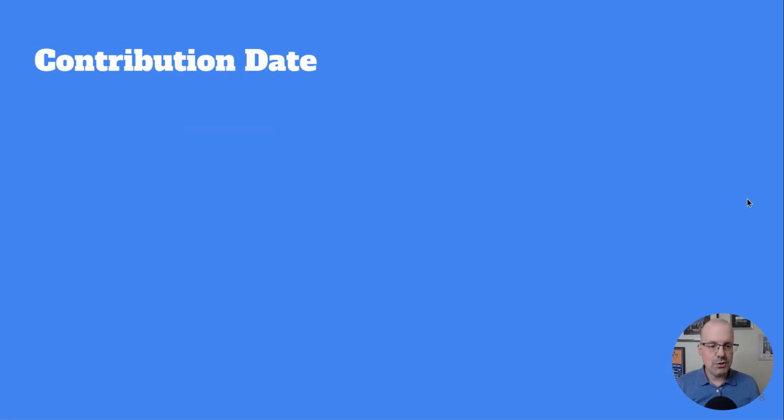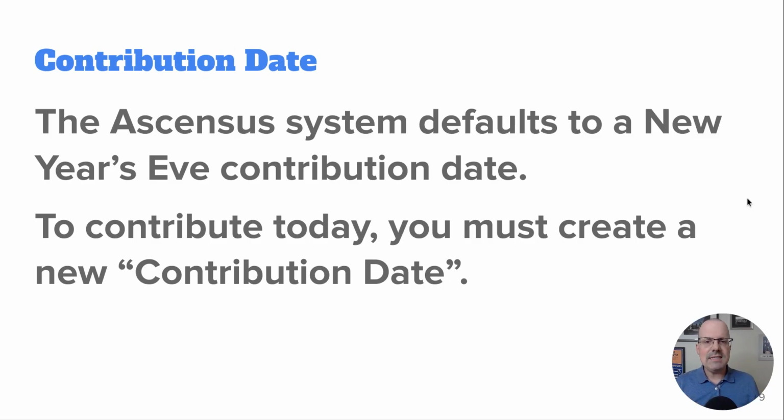Second thing to change, or at least tinker with or think about, is the contribution date for your contributions. So what's going on here? The Ascensus system defaults to New Year's Eve as the contribution date. The Ascensus system is totally different from Vanguard in this rule. Here, what you got to do is you're probably going to want to create a new quote-unquote contribution date, probably today. If you're making your contribution in October of 2024, say, you probably want it going into the Solo 401k today so you get as much tax-deferred or tax-free growth on it as possible.